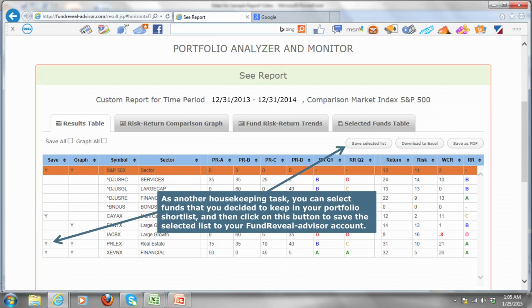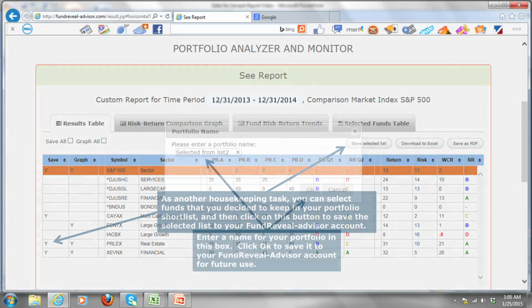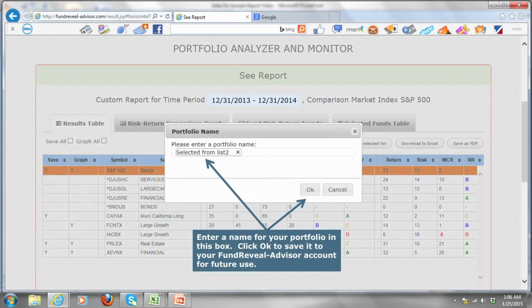As another housekeeping task, you can select funds that you decided to keep in your portfolio shortlist, and then click on this button to save the selected list to your FundReveal-Advisor account. Enter a name for your portfolio in this box. Click OK to save it to your FundReveal-Advisor account for future use.